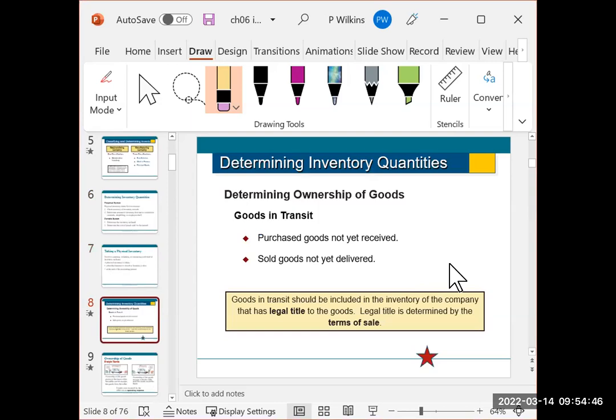Now, we already talked about this. We talked about determining ownership of goods. We talked about FOB destination and FOB shipping point, and who actually legally owns the goods depending on the shipping method. The reason that comes into play is that if you are counting your inventory, you may have to count stuff that you've already shipped out depending on the shipping method, or you may have to count things that are on the truck on its way to you.